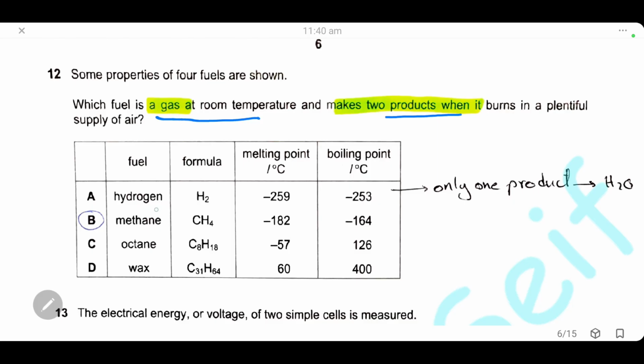Hydrogen is a gas. When it burns, it gives only 1 product, which is water. Methane is also a gas. When it burns, it gives 2 products, which are carbon dioxide and water. Octane and wax are not gases, so the answer will be B, methane.